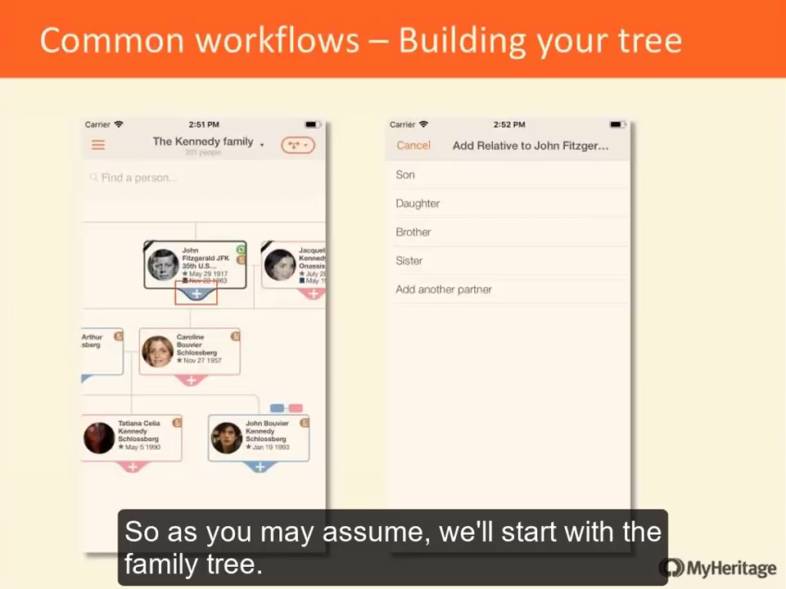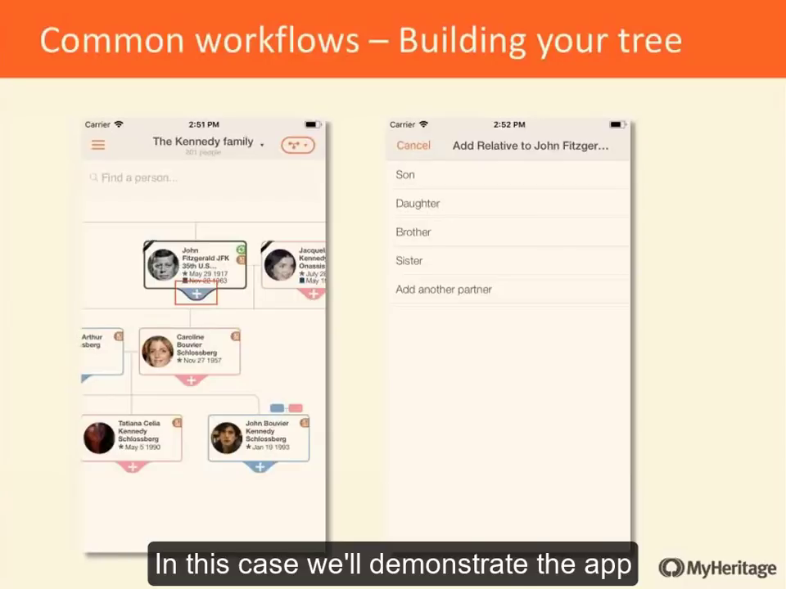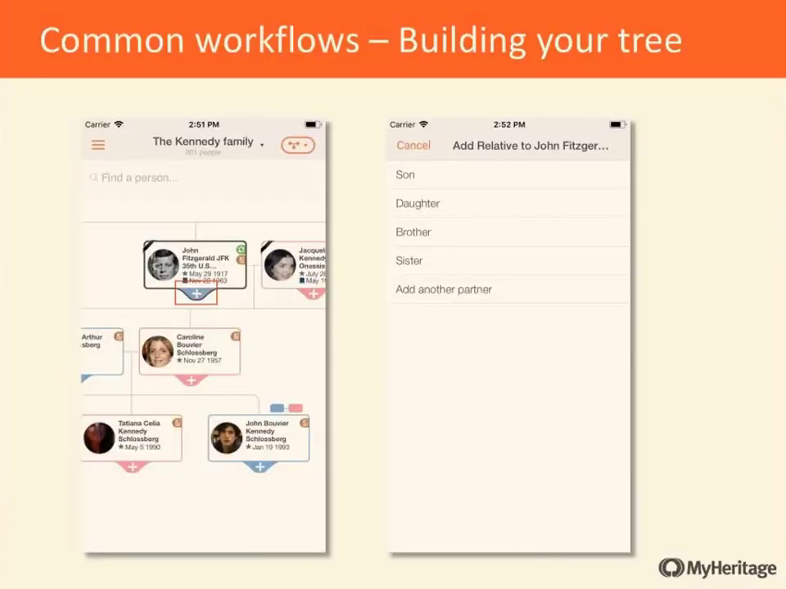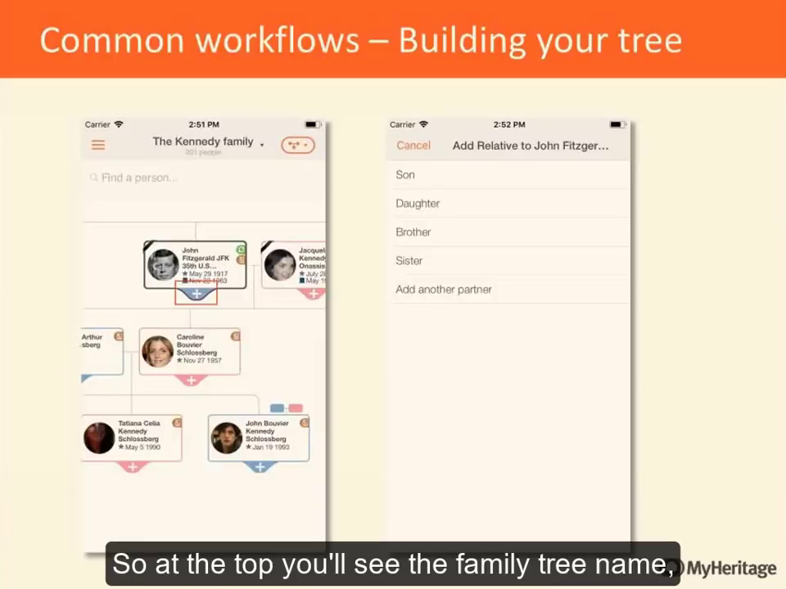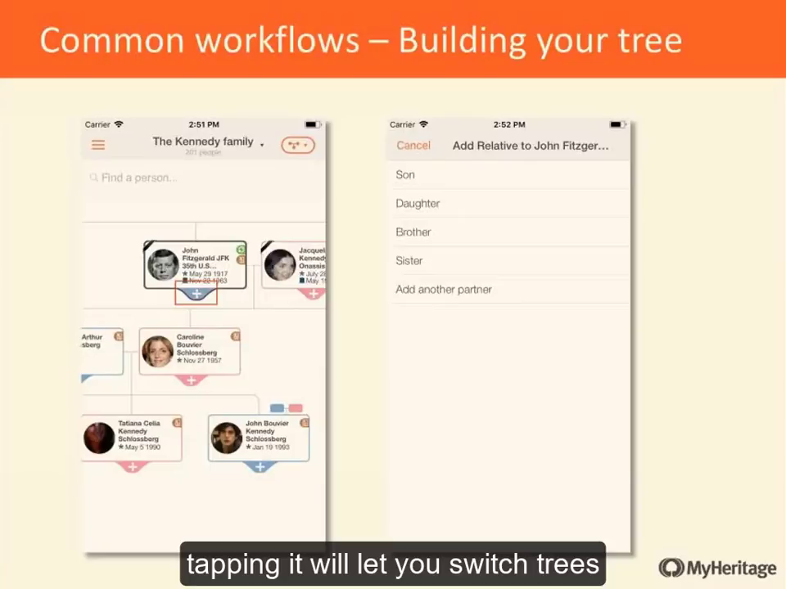So as you may assume, we'll start with the family tree. In this case, we'll demonstrate the app with the tree of JFK, the 35th President of the United States. And I'll describe what we're seeing on the screen. So at the top, you'll see the family tree name. Tapping it will let you switch trees if you have more than one.